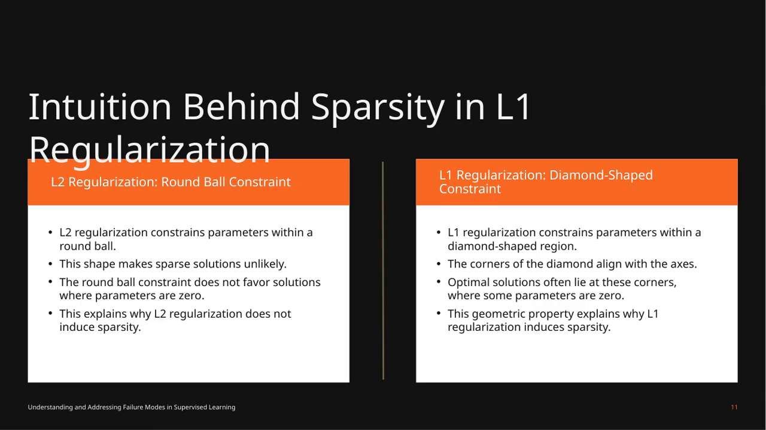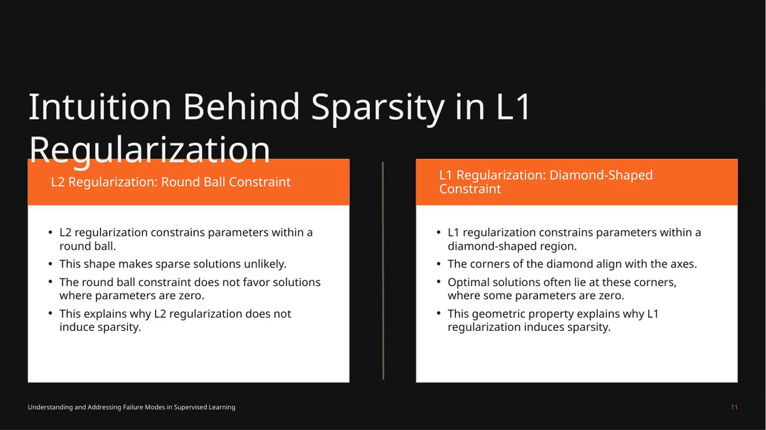Now, shifting gears to L1 regularization, the intuition here is quite different. L1 constrains the parameters within a diamond-shaped region. This shape is crucial because its corners align with the axes, meaning solutions tend to land at these corners, where some parameters are exactly zero. This geometric property is what makes L1 regularization effective at inducing sparsity in models.